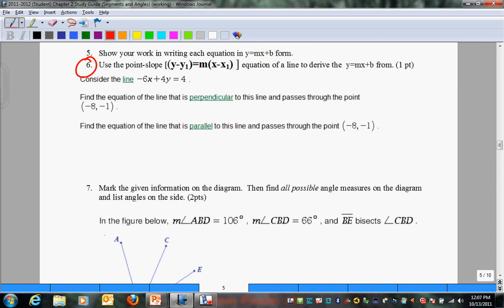Okay, so it says you're going to use the point slope equation, y minus y1 equals slope times x minus x1, and from that derive the y equals mx plus b form. So we have a given line, negative 6x plus 4y equals 4. Are you okay with that? We want to find the equation that's perpendicular to that line and goes through that point, and then an equation that's parallel and goes through that point.